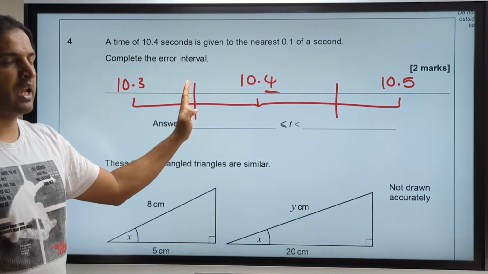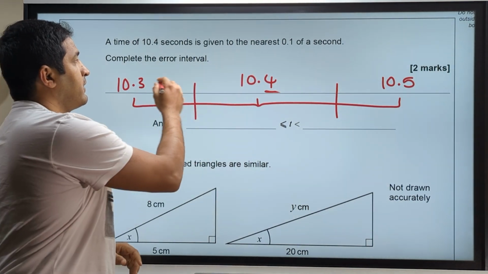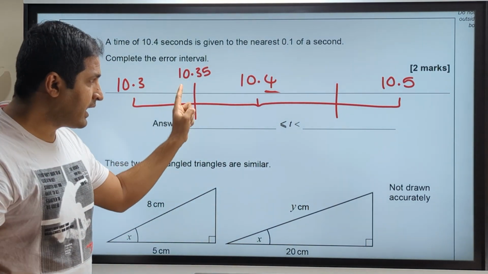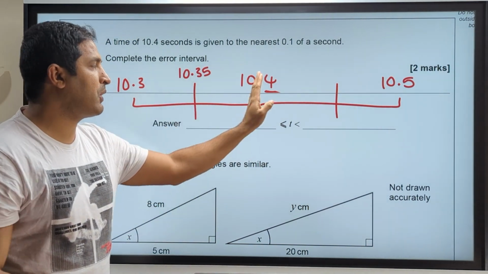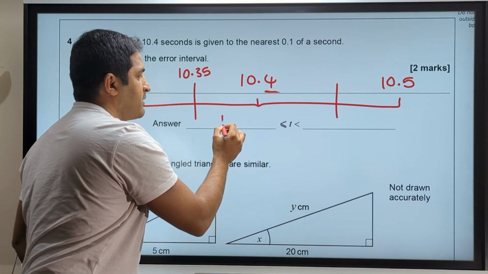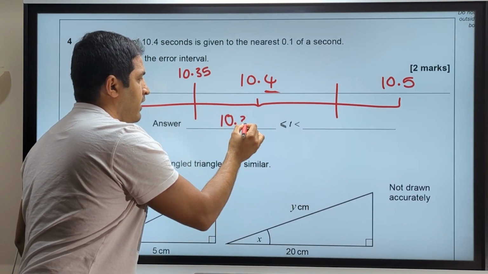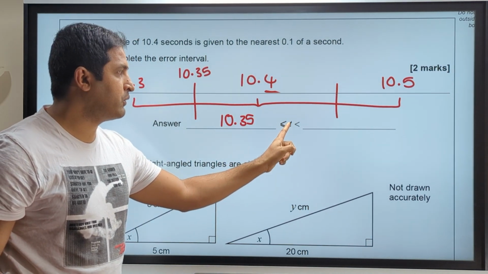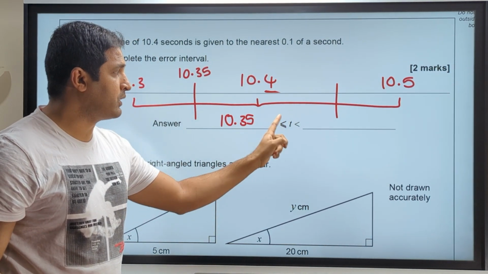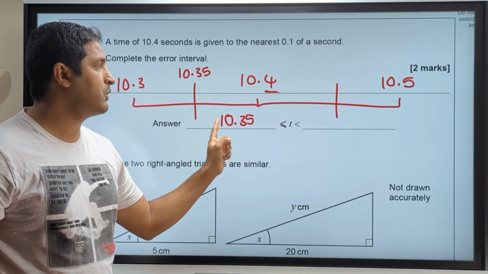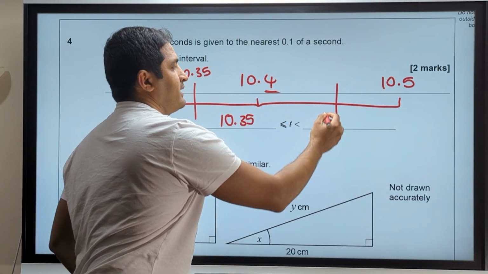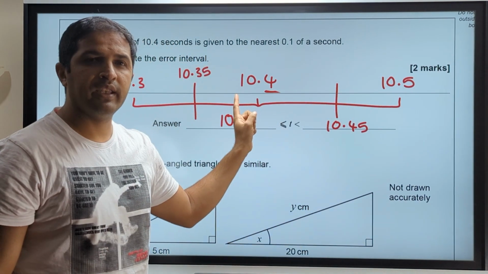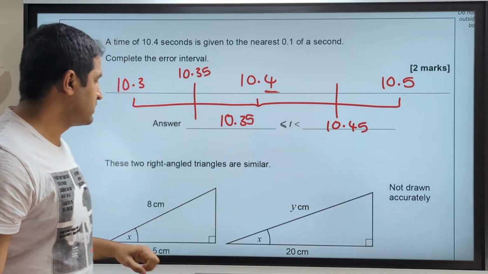So halfway between 10.3 and 10.4 would be 10.35. So 10.35, including 10.35, and anything above that will round to 10.4. So that's my lower bound, 10.35. And that's why we're saying more than or equal to. So t, the time, has to be more than or equal to 10.35, but less than 10.45, because that's halfway between these 2 points, and that's your error interval.